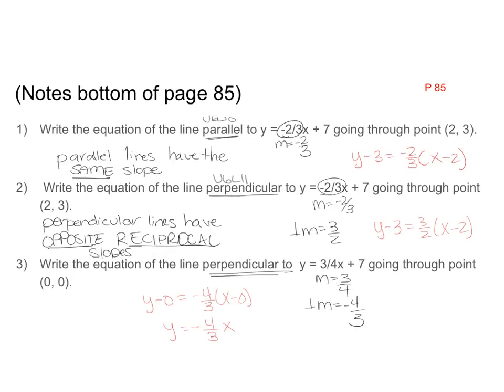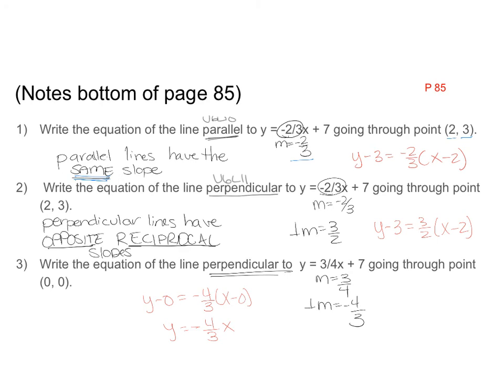So welcome back. Let's check your answers. My answers are all in red for these 3 problems. So for problem number 1, I used the fact that I remembered parallel lines have the same slope. And so I wrote my point slope, y minus my 3 equals my slope -2/3 times x minus the 2.